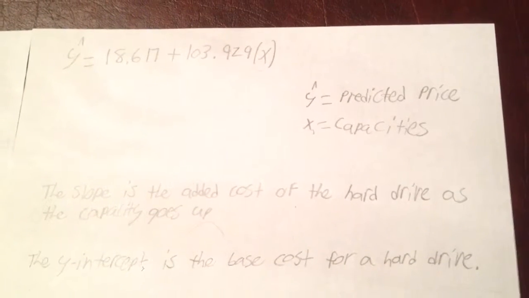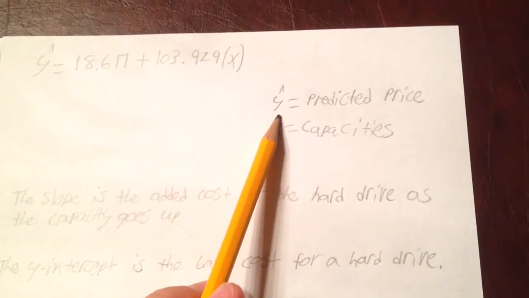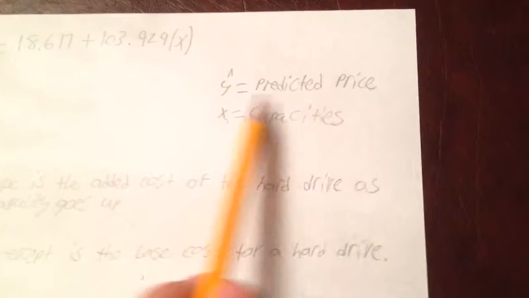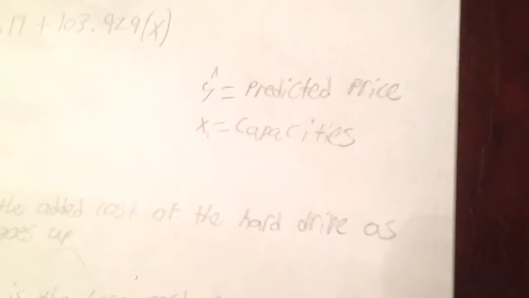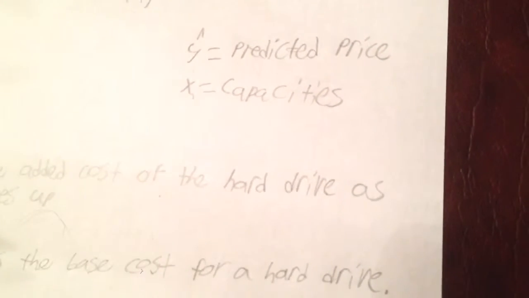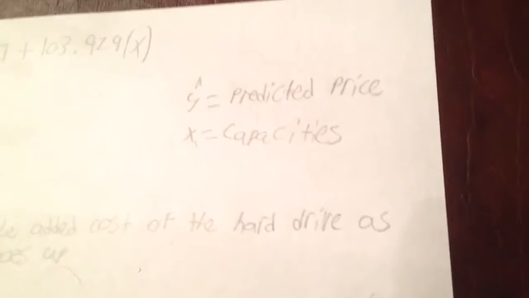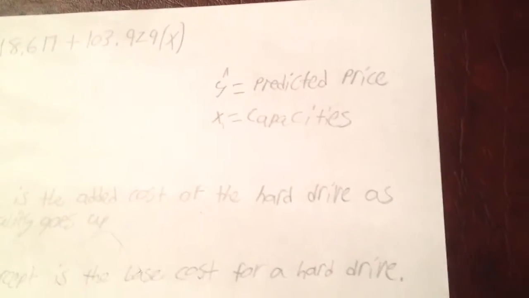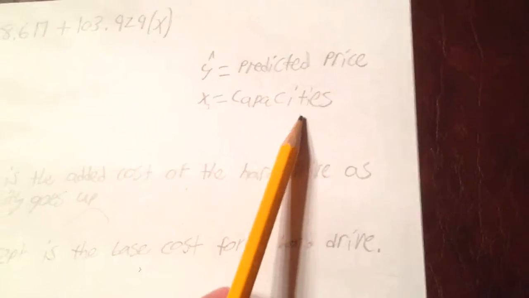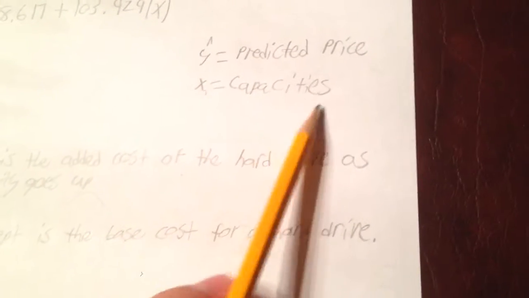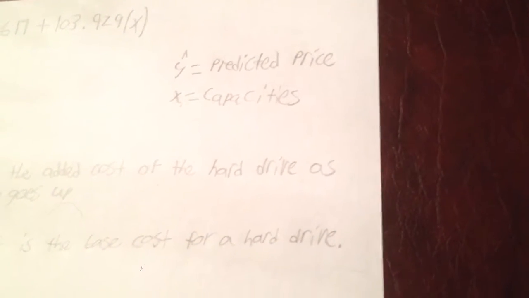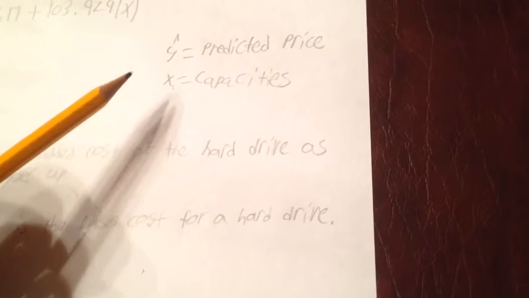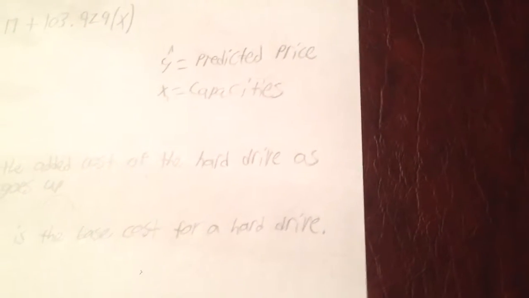that you see there. And in this equation, our y-hat is our predicted price, and our x is the capacities, or the memory, the amount of memory that our hard drives can hold, and the y-hat is the predicted price of the hard drive.